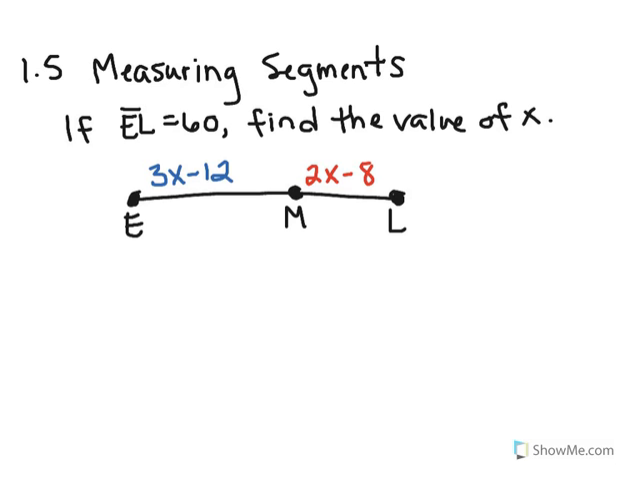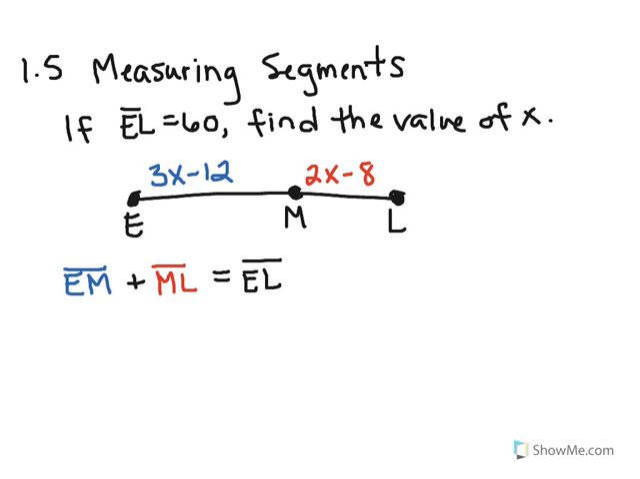So let's take a look at this problem. It says if segment EL is equal to 60, find the value of x. Now, the only thing I know here, just by notation alone, not without using any numbers yet, is that I should see that segment EM plus segment ML should give me the entire segment of EL. And that should make some sense.